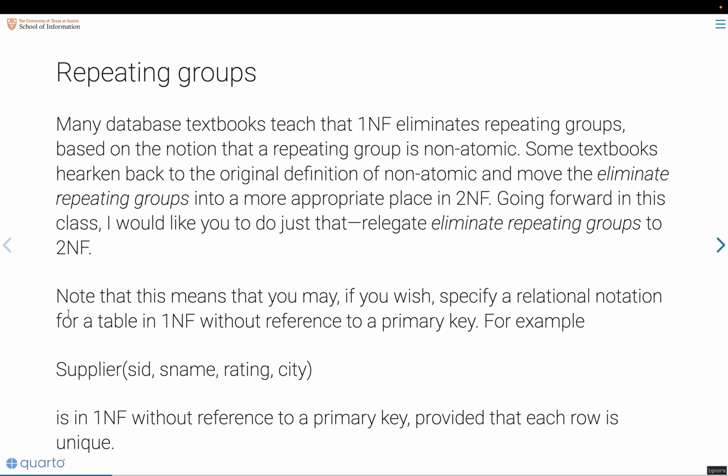You may specify a relational notation for a table in first normal form without reference to a primary key. For example, this would be in first normal form without reference to a primary key, assuming that every row is unique. If every row is not unique, and every row has an auto-incremented integer, the row is going to be unique. If you created a primary key, you wouldn't have to specify that it's a primary key, but you would know that it was unique.